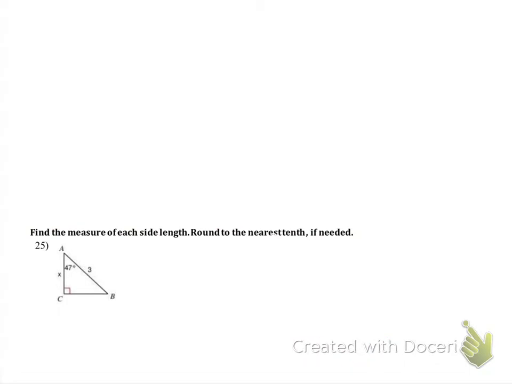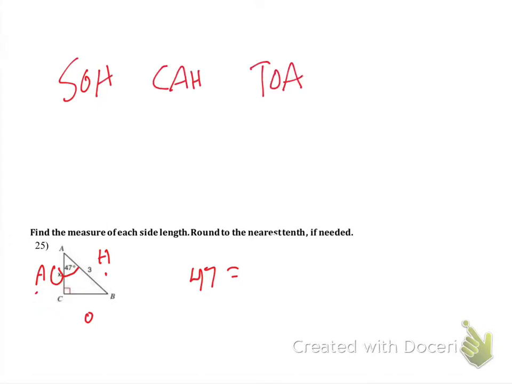All right, 25. Find the measure of each side length, rounding to the nearest tenth if needed. So this is my hypotenuse. Here's my angle, and that means this is the opposite, and this is the adjacent. I'm given 47, and I'm looking for what this is. So I have the adjacent and the hypotenuse. In SOHCAHTOA, I have the adjacent and the hypotenuse, and that's cosine.